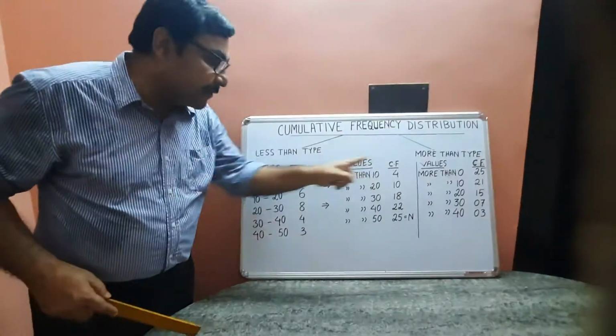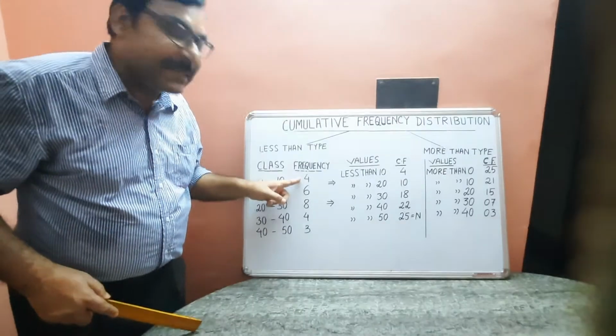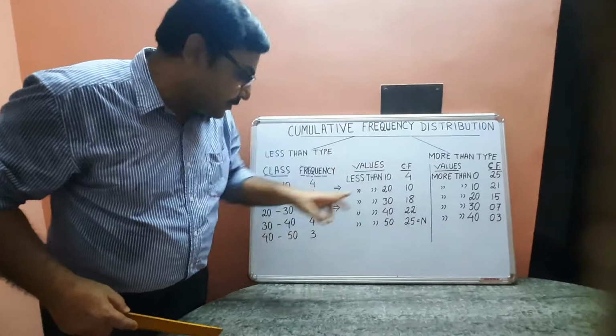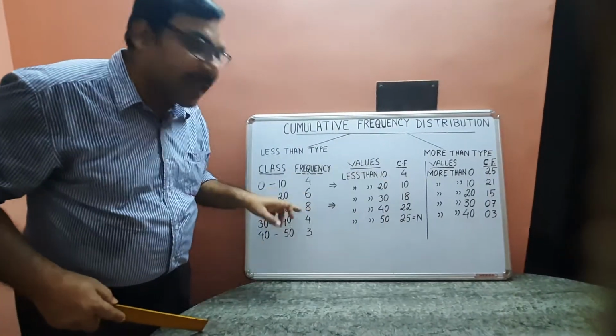Only first CF and first simple frequency will be the same. Next frequency, how do you calculate? Take the difference. 10 minus 4, 6. 18 minus 10, 8, in this way.